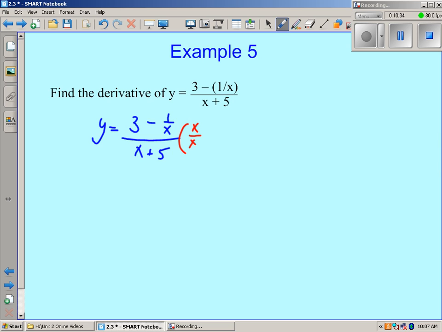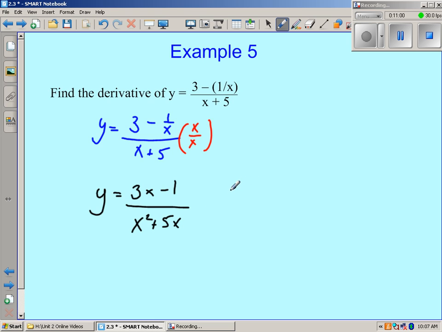So on top I've got to multiply both of these guys by x, and on the bottom I'll multiply both of them by x. So I will get a new function that I'm going to use, which means the x times the 3 will give me 3x, and the x times the 1 over x gives me minus 1, and on the bottom it's going to be x times both of these terms, which would be x squared plus 5x. So now I have my two functions, and it just helps simplify this a little bit.